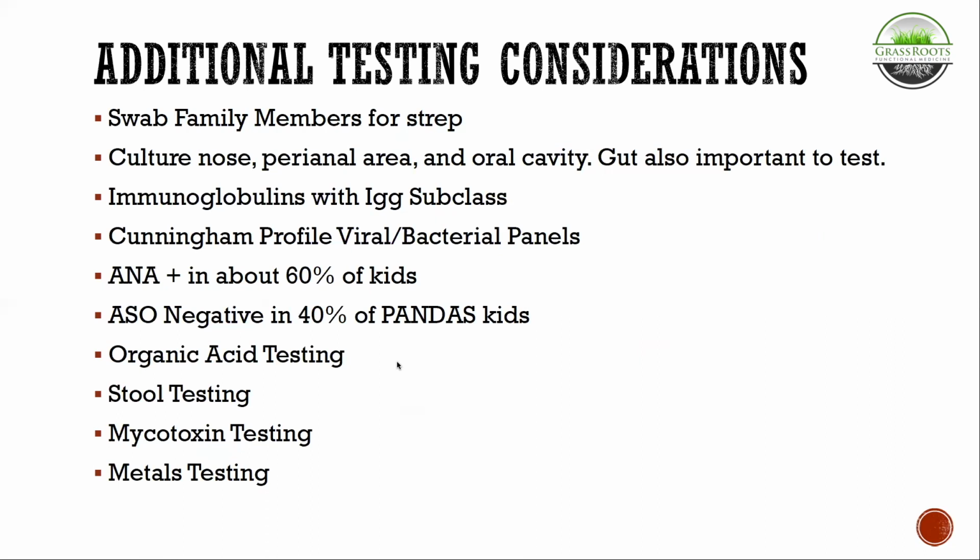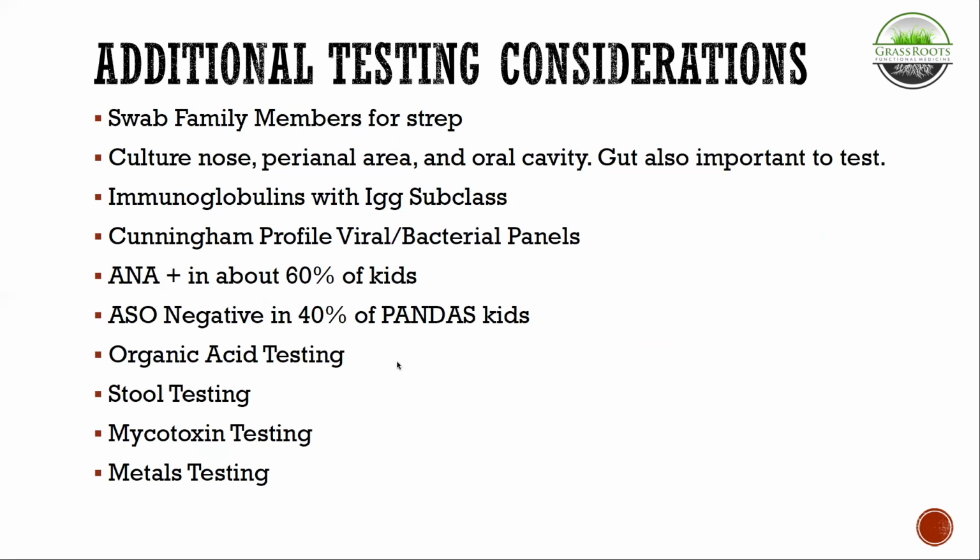Other things to look at, immunoglobulins to see if their immune system is suppressed. We talked about the Cunningham profile, but you also want to look at other profiles looking for different viral issues or bacterial pathogens. ANA is positive in about 60% of kids with PANS and PANDAS, so that's another great test. That's a general autoimmune screen. And some of these autoimmune markers will be positive well before people are actually symptomatic. So this is a standard lab test that I do on almost all my patients when they come into the clinic. And then ASO and DNase B antibodies, again, for the strep.